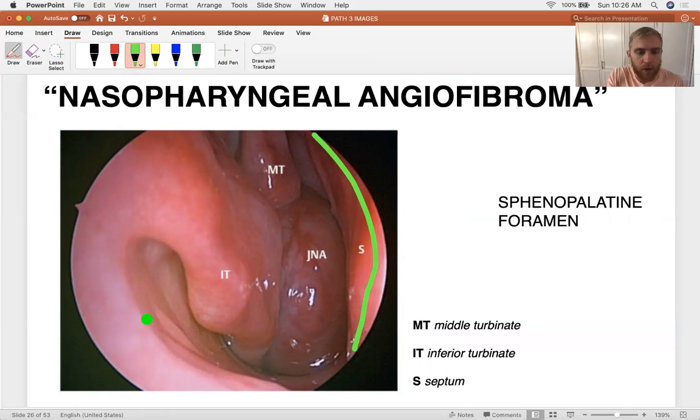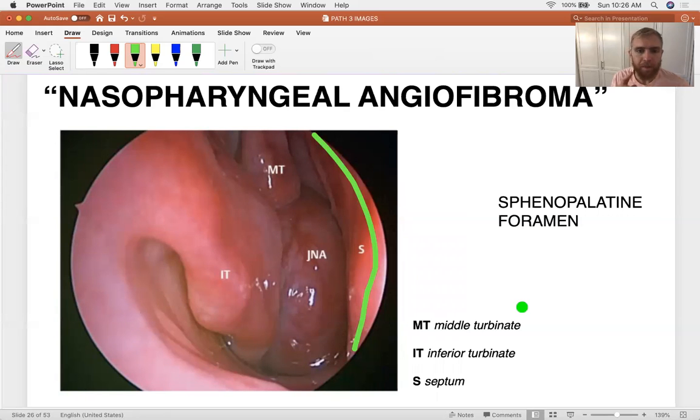And then you're going to look next for your turbinates, and you would probably not be able to know that this is the inferior turbinate were it not labeled, because who's saying that's not the middle turbinate, you know? But that's what a turbinate looks like from the outside in. And then right here, J and A, that's your juvenile nasopharyngeal angiofibroma that is intruding into the nasal cavity from the sphenopalatine foramen.